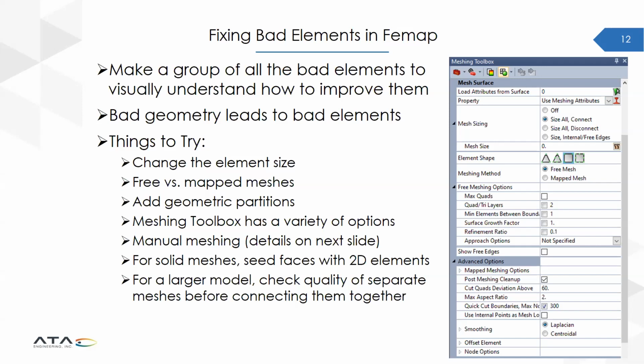And the meshing toolbox in general has a lot of different options for fixing bad elements or improving your overall meshing algorithm. On the right is a screenshot of the mesh surface section within the meshing toolbox. Here we have a bunch of options like the mesh size, free versus mapped mesh, max quads, adding layers, surface growth, and even some advanced options like mapped meshing options and smoothing. So these are all different tools you have available to you.